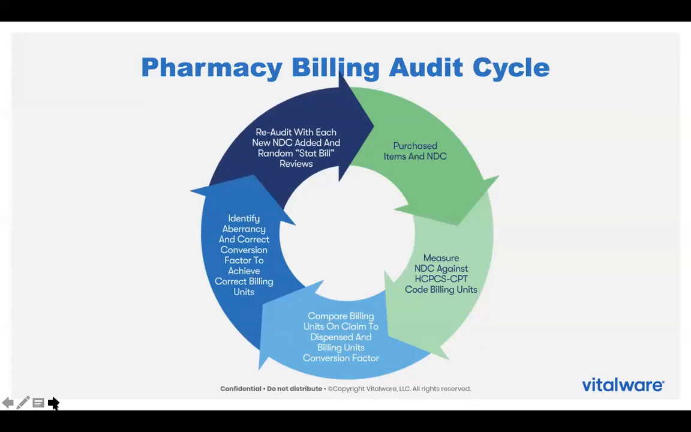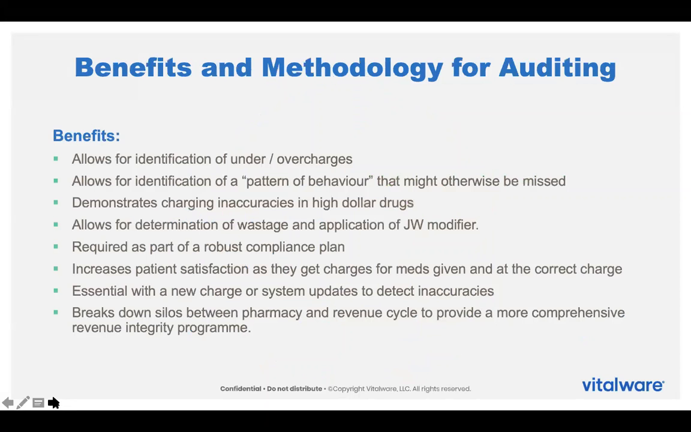For pharmacy, it's not any different. I'm going to look at that revenue and usage, purchase items, and NDC number, and I'm going to make sure the HCPCS code's right. I'm going to measure the NDC against that HCPCS code and the billing units. So I've got this benchmark, I've got the standard. Now I'm going to compare them on the units to the claim dispensed, making sure that conversion factor's right, identify any aberrancy, and then re-audit it with stat bill reviews. And again, the key to finding pharmacy lost charges is providing mock claims to test those charges. The benefit of auditing is it allows for over and under identification. And remember, an overcharge is a compliance issue.